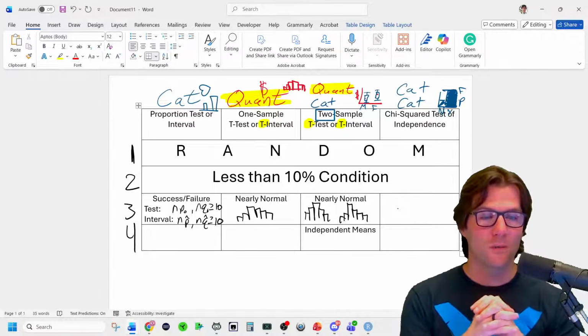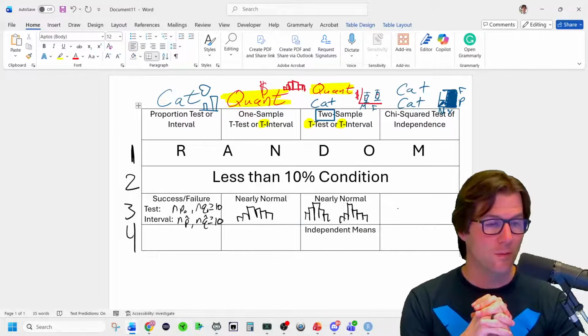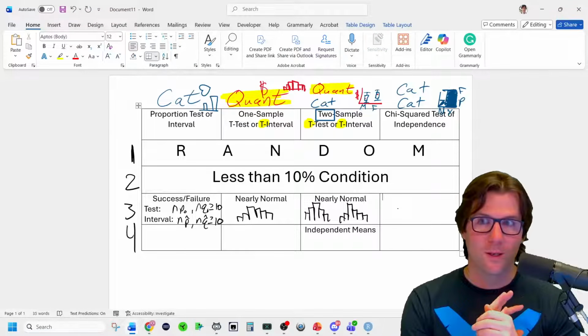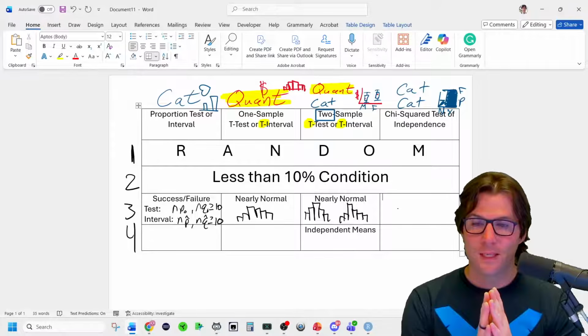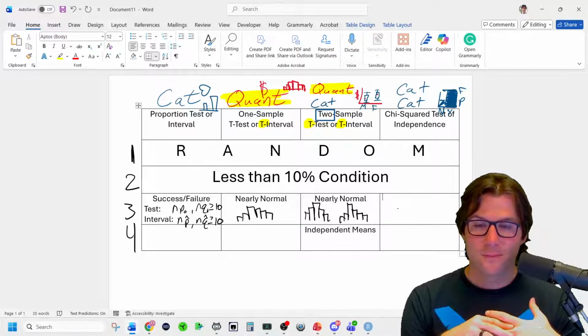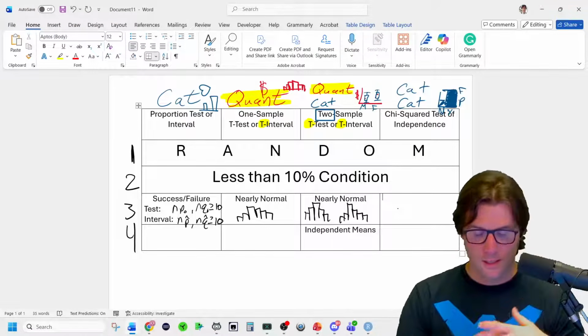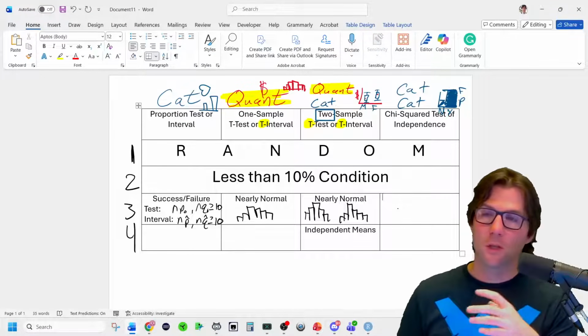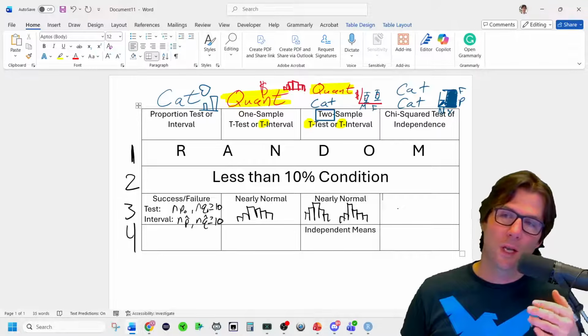Okay, chi-squared test of independence. What is condition number 3 for the chi-squared test of independence? Who knows condition 3 for chi-squared? It can be that. There's no order to these. The notes even kind of put this first.